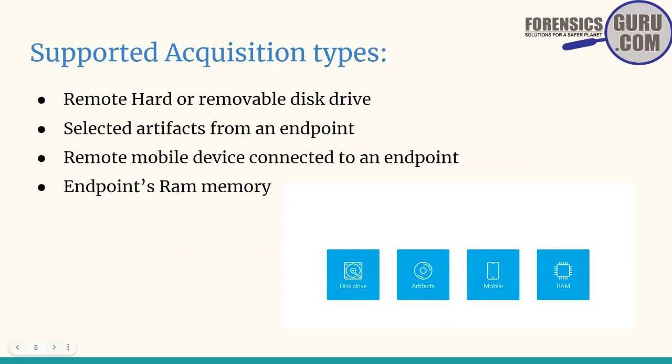It supports different types of acquisition: remote hard drives or removable disk drives connected to the system, selected artifacts from the endpoint, or a remote mobile device connected to the endpoint. It also supports RAM capture. Memory dumps from RAM capture are a valuable source of evidence and volatile information. Memory dumps may contain passwords of encrypted volumes and even credentials such as Facebook, Instagram, and other social media sites or mail networks.